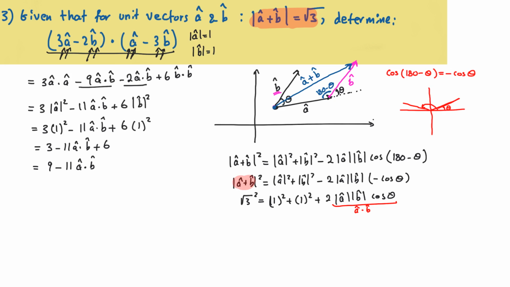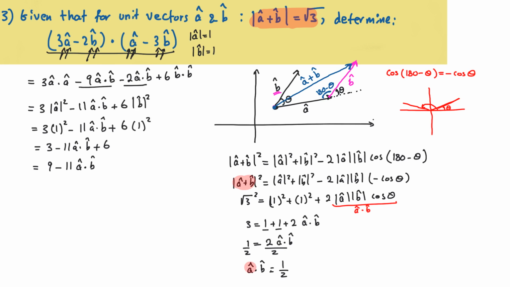And we know that root 3 squared is just 3, and that's equal to 1 plus 1 plus 2 A dot B. And then I'm going to subtract both sides by these two ones to get 3 minus 2, which is 1, is equal to 2 times the dot product of unit vectors A and B. And then I'm going to divide both sides by 2 to get that the dot product of unit vectors A and B is equal to 1/2.